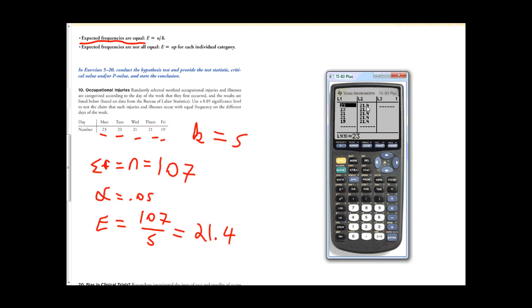In list 2, I'm going to put my expected frequencies, and since they're all equal, I found E to be 21.4. I put that into my second list, and I put 5 of them because K is equal to 5. There are 5 categories.